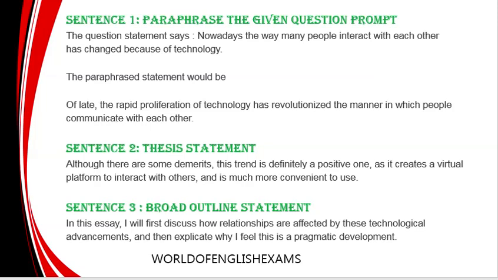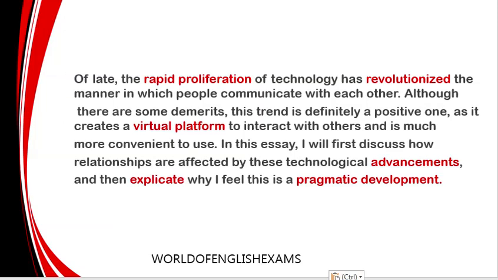So now let's sum up everything, and remember not to write the essay in the form of bullet points, and please do not include any headings or side headings. So the essay should be in the form of paragraphs, and this is how the introductory paragraph would look.